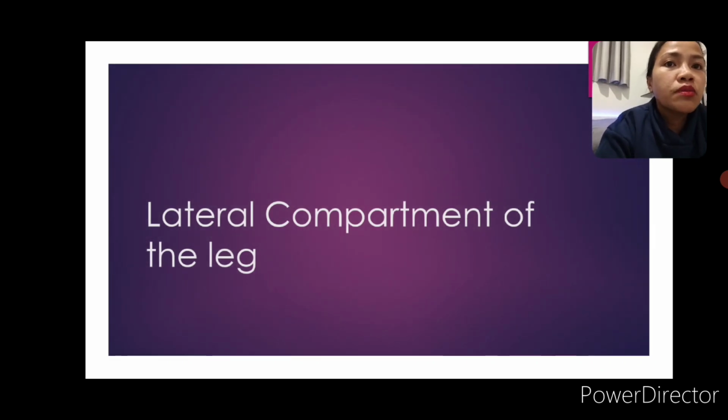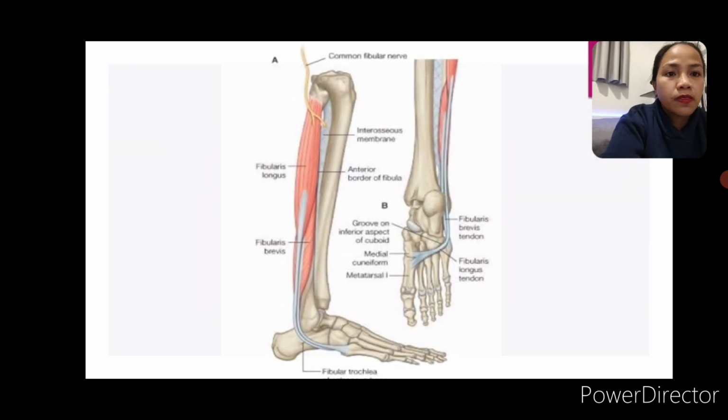Next is the lateral compartment of the leg. The fibularis brevis and fibularis longus. What it does is eversion at the ankle and plantar flexion.